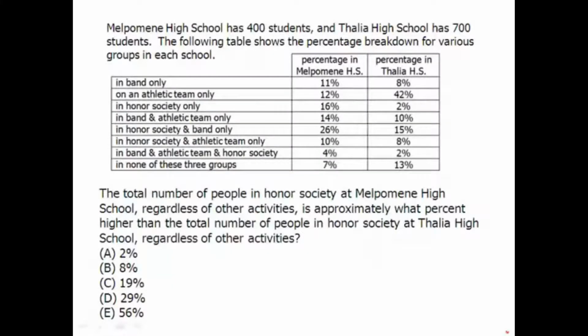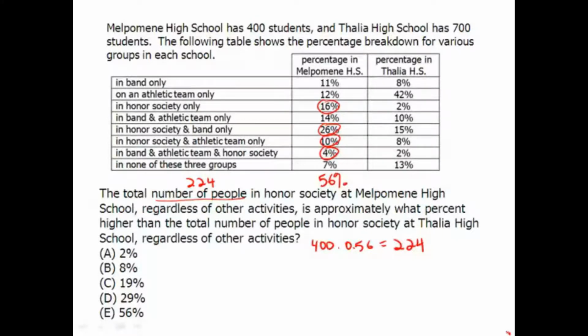The total number of people in the Honor Society at Melpomene High School, regardless of other activities, is approximately what percent higher than the total number of people in Honor Society at Thalia? So this is a rare question where we're really going to have to lean on the calculator a little bit. So at Melpomene High School, we have 16%, and 26, 10, 6. This is 56%. What is 56% of 400? 400 times 0.56 is 224. So the first number, this total number, is 224.